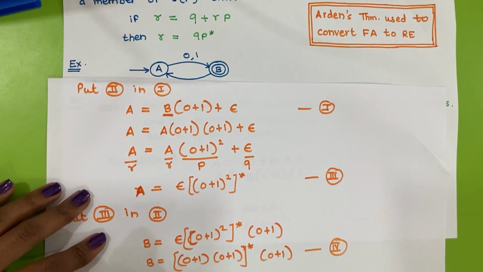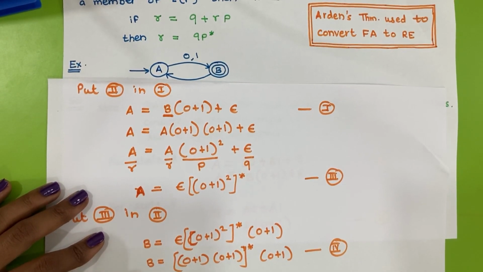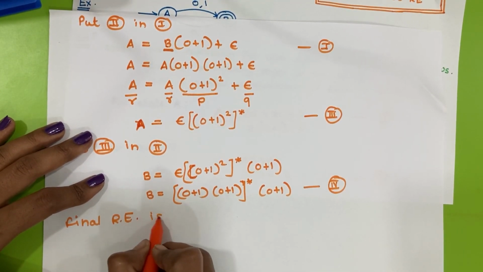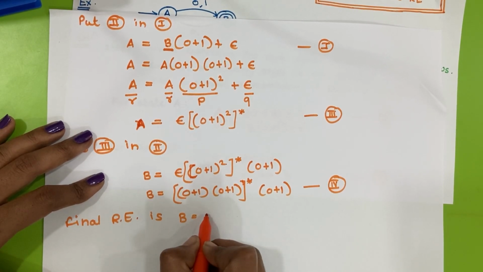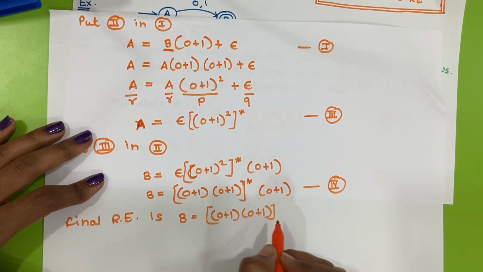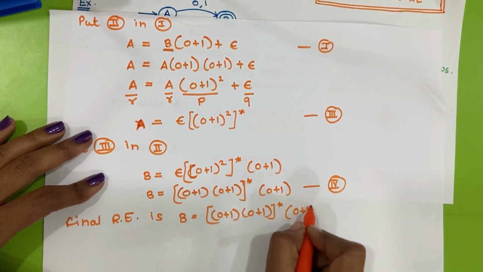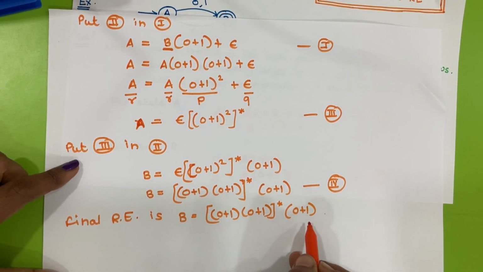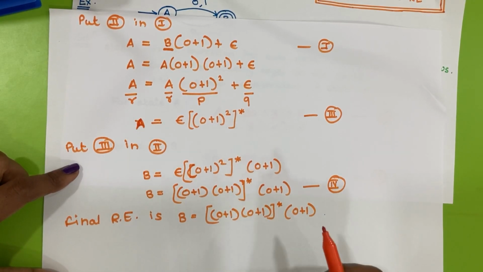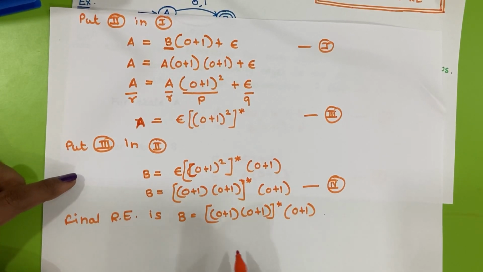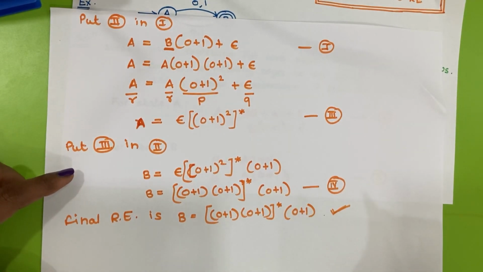So the final regular expression is (0 plus 1)((0 plus 1)(0 plus 1)) bracket star into 0 plus 1. This is nothing but the regular expression which accepts the odd length strings of 0 and 1. So this is our final regular expression.